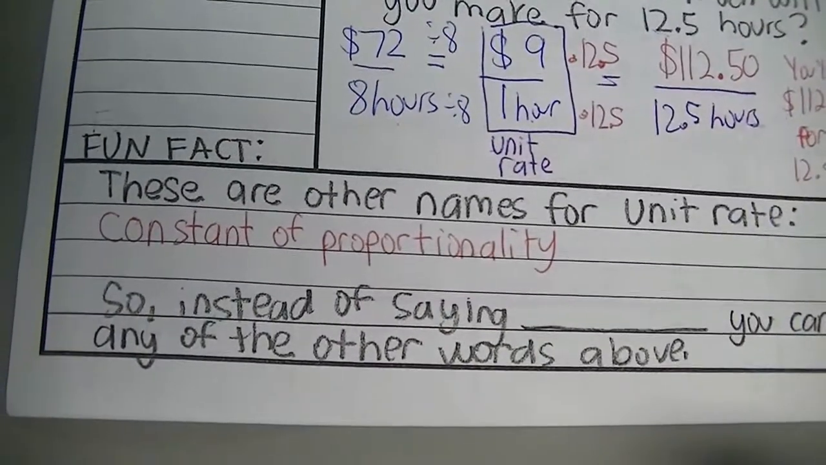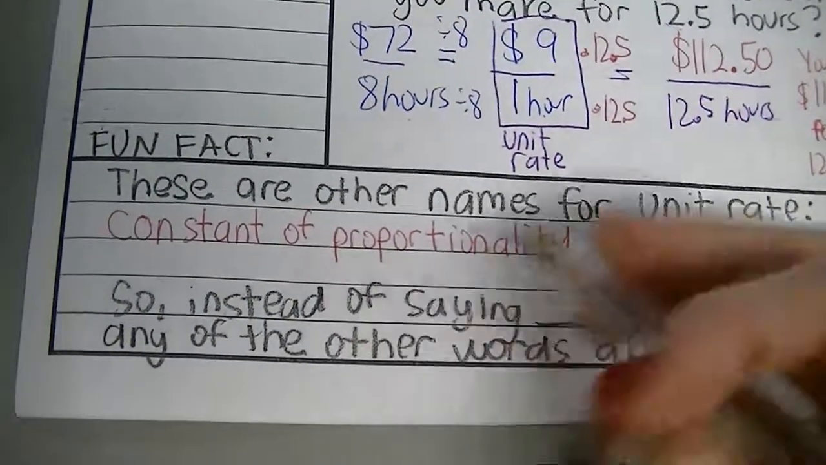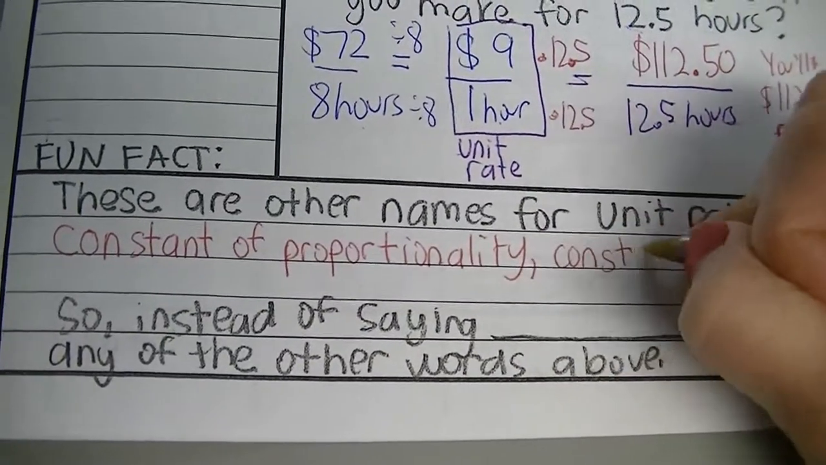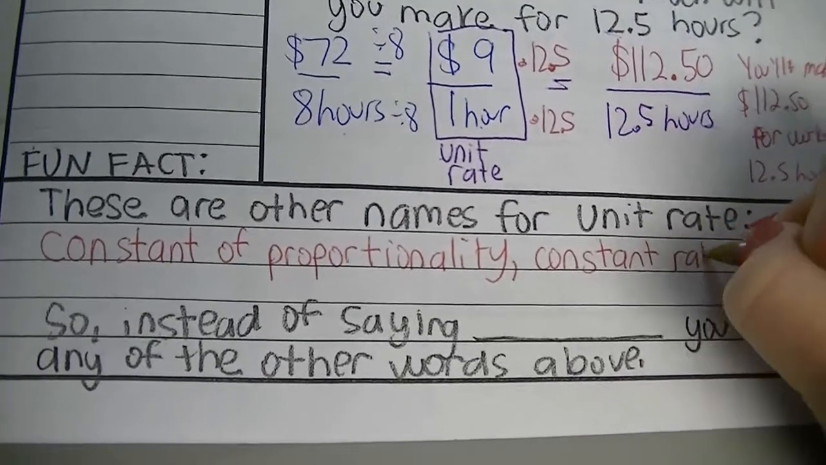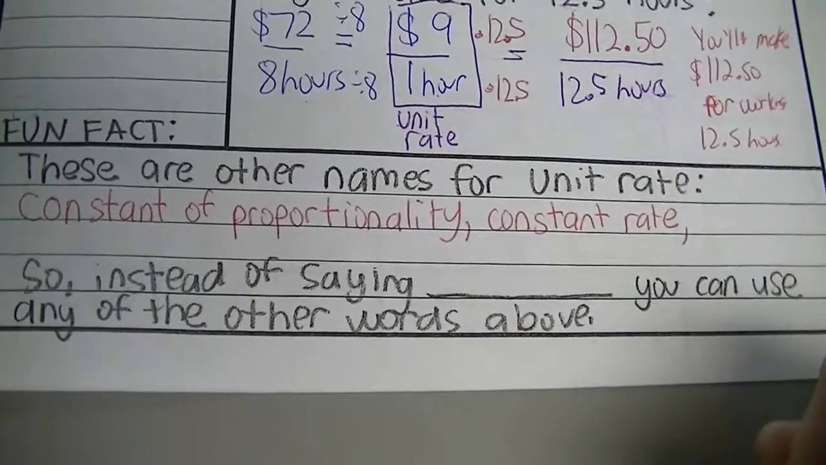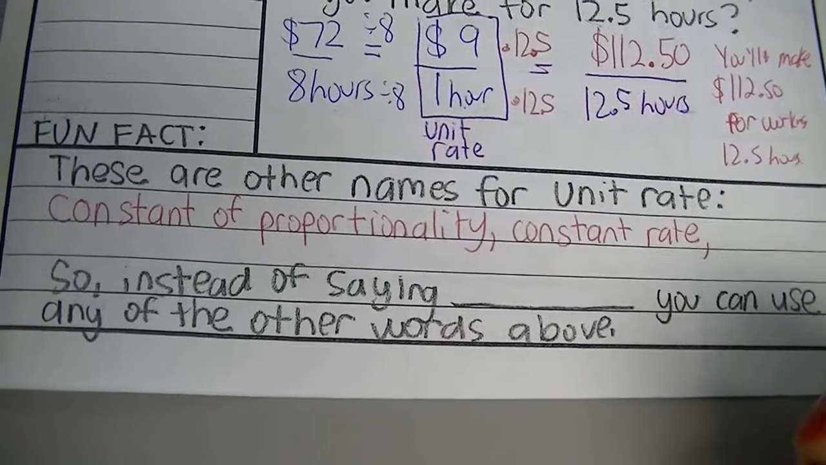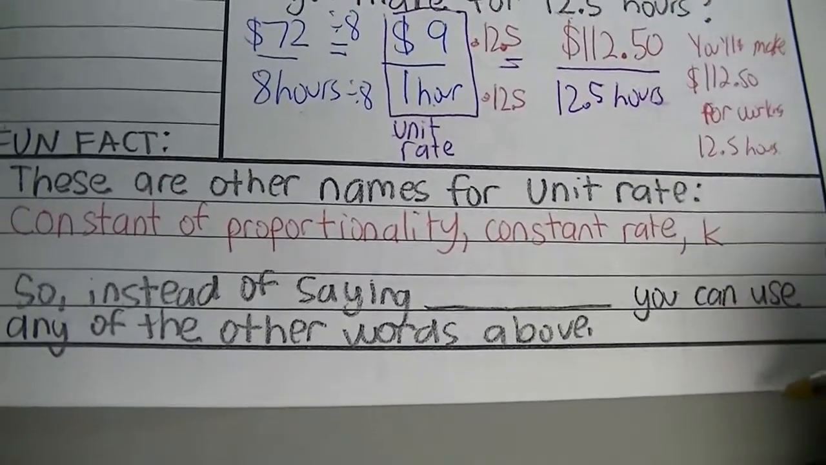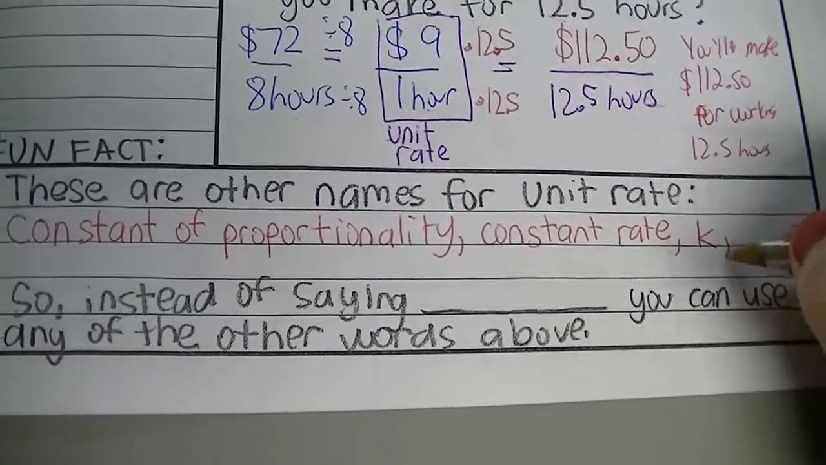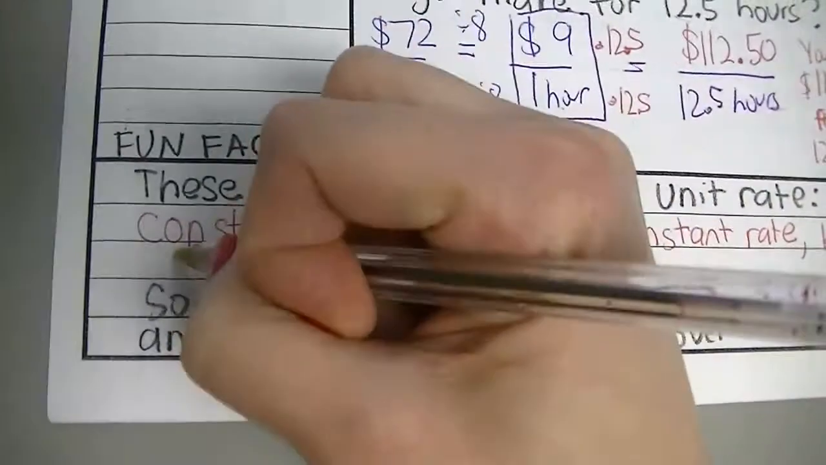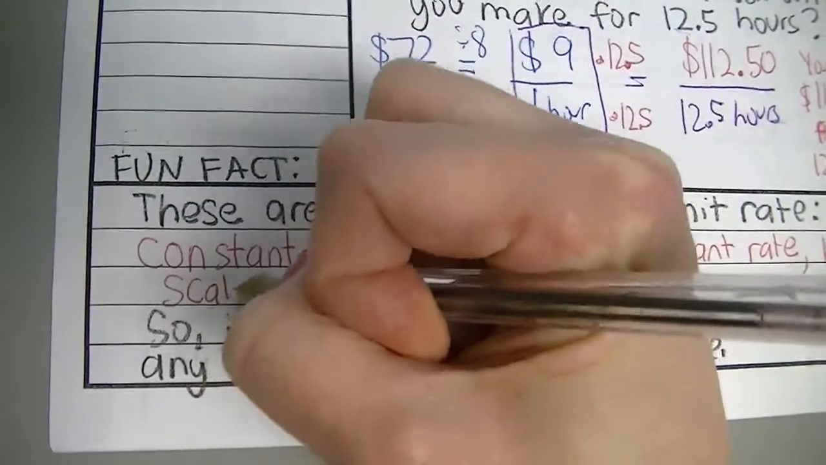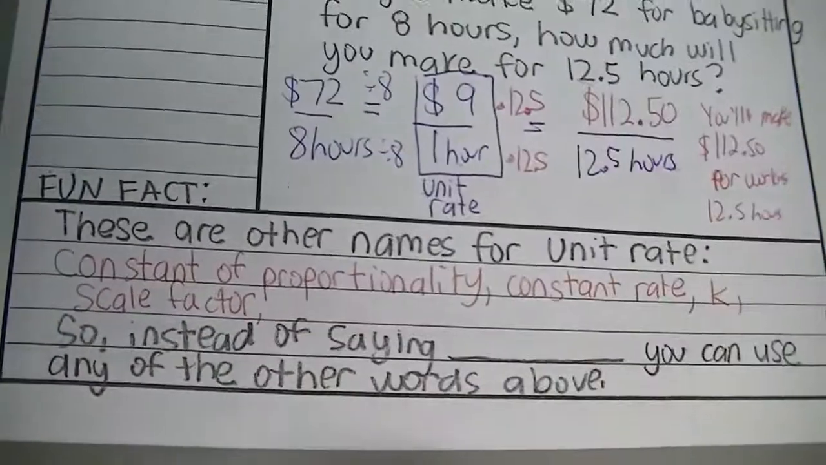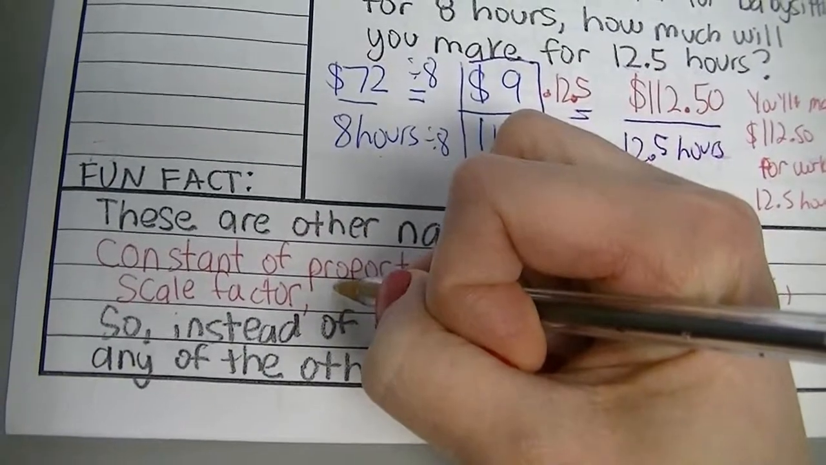Okay. Other words that mean unit rate are constant rate, and K. The letter K can also mean unit rate, okay? Your book uses that. Another word that means unit rate, in other words, is scale factor. Sometimes they use the letter R to represent the unit rate.